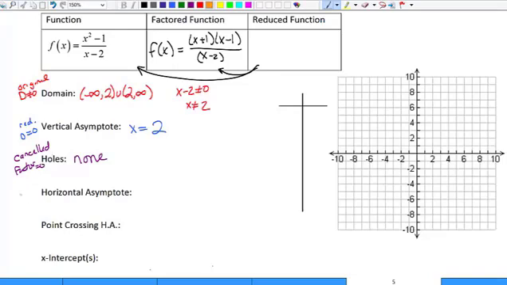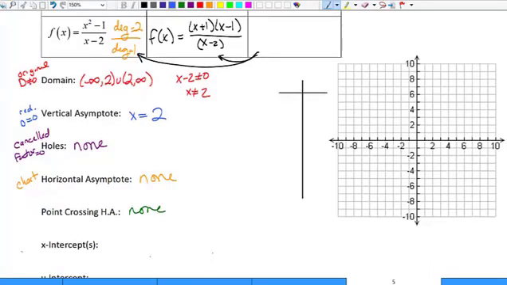To find the horizontal asymptote, I use the chart where I compare the degree of the numerator, which is 2, over the degree of the denominator, which is 1. Because the numerator has a larger degree, there just is no horizontal asymptote. So if there's no horizontal asymptote, that means there can't be any point crossing it, since there's no horizontal asymptote at all.